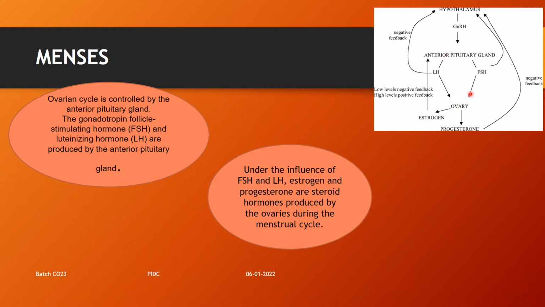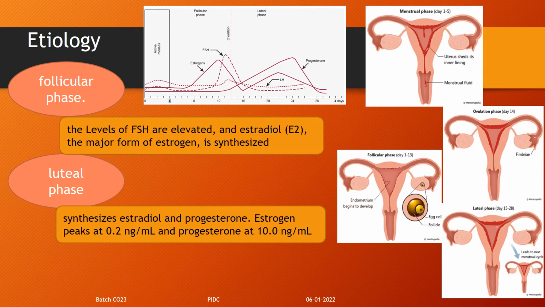Mainly it produces the gonadotropins, follicle stimulating hormone and luteinizing hormone. Under the influence of luteinizing hormone and follicle stimulating hormone, these act on the ovary to produce the hormones estrogen and progesterone. As we said before, these are the main steroid hormones produced by the ovaries during the menstrual cycle. Then coming to the etiology of gingival changes.